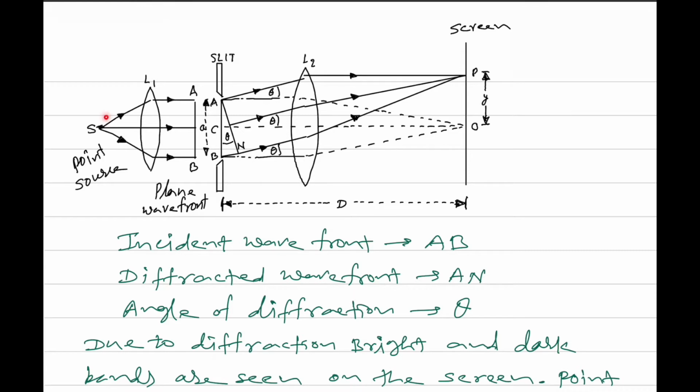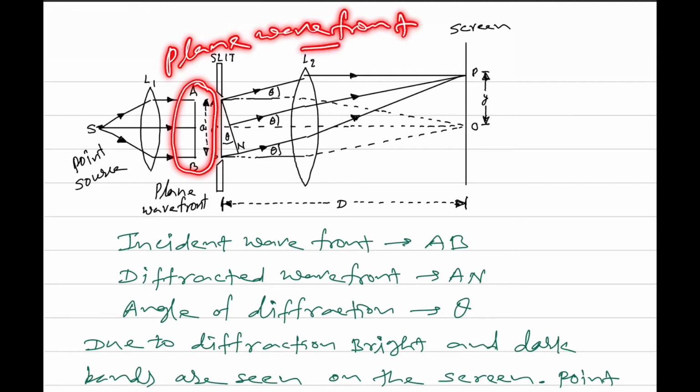We are having a point source S here. This is the point source and it is a monochromatic source also. We have convex lens L1. This point source is placed at the focus of the convex lens. So these rays which are passing through the focus become parallel to the principal axis and we get the plane wavefront AB. This AB is what? It is a plane wavefront, and that plane wavefront we obtained from the source which is lying near, with the help of the convex lens.